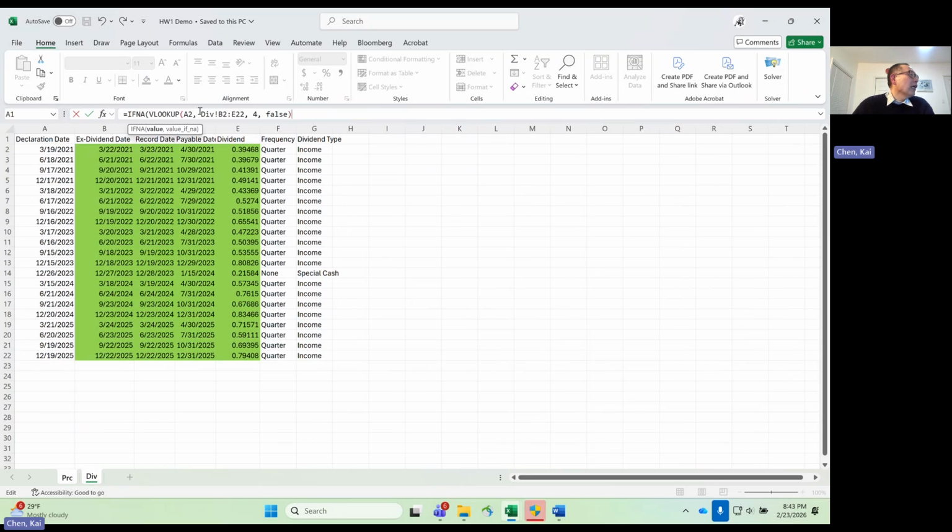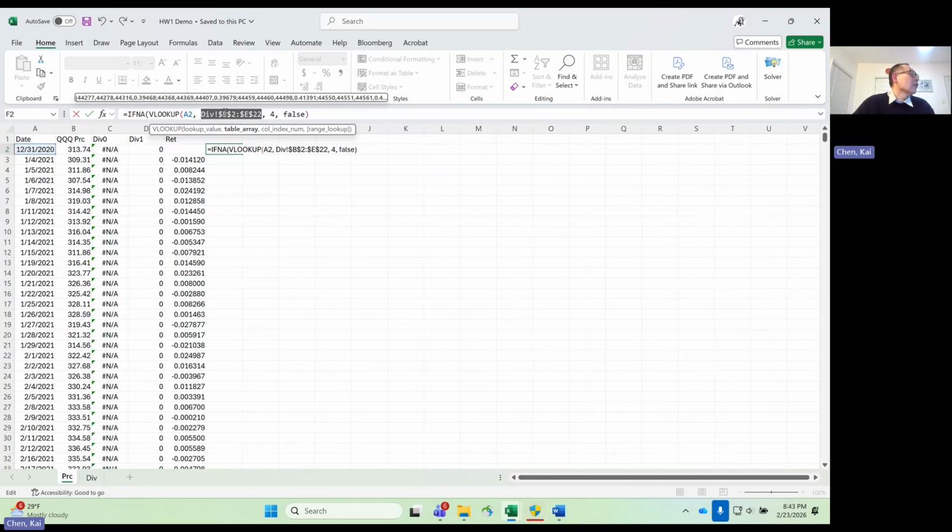And of course, don't forget to lock the searching range. Highlight it and then use function 4, F4. Yes, lock this searching range. And now, if it is not available, then we return 0. Then close this function.